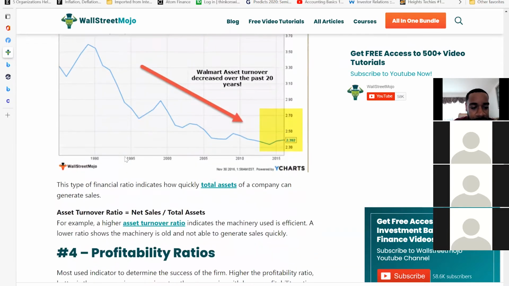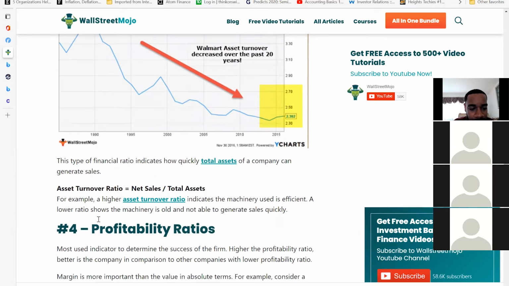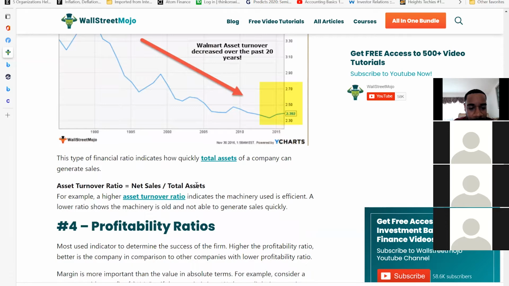Total assets turnover ratio. This type of financial ratio indicates how quickly total assets of a company can generate sales. So you're doing net sales divided by total assets. A higher asset turnover ratio indicates the assets used are efficient, and a lower ratio means the assets are inefficient. They're making the assumption that it's old and not able to generate sales quickly, but I wouldn't say it's old, but it does mean that they're not able to generate sales quickly, right?